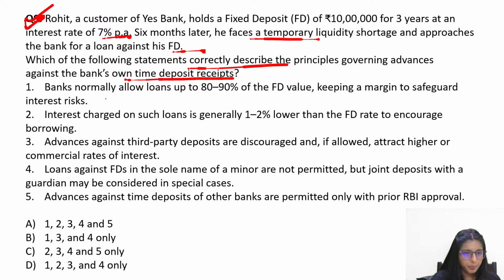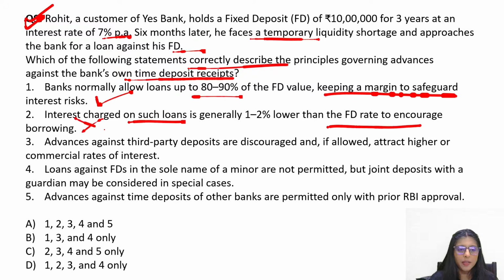Bank normally allows loans up to 80-90% of FD value, keeping a margin to safeguard interest rate. It's correct. Interest charged on such a loan is generally 1 to 2% lower than the FD rate to encourage borrowing. It's incorrect. Interest on the loan is charged higher than the FD rate, typically by 1 to 2%. Okay, it's higher, not lower.